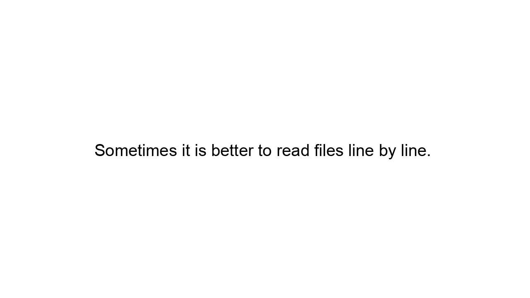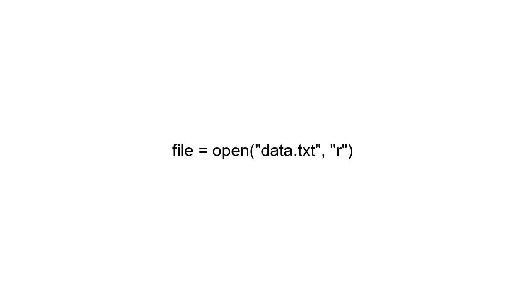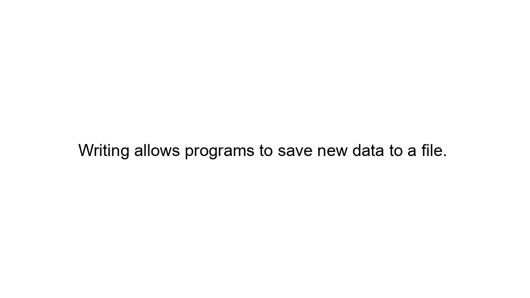Reading file line by line. Sometimes it is better to read files line by line. Example: file = open("data.txt", "r"); for line in file: print(line); file.close(). This reads each line separately.